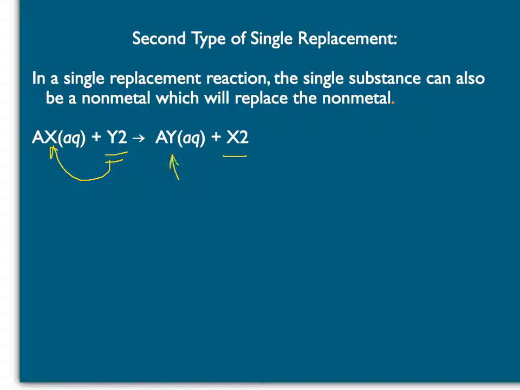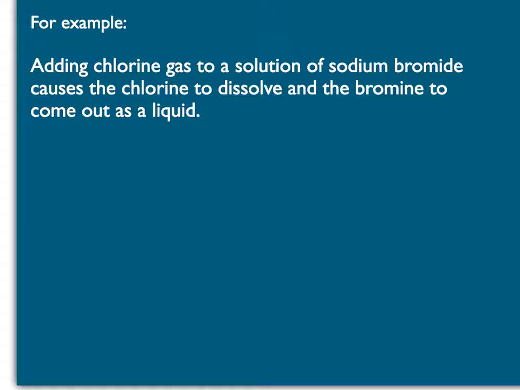We're going to put Y in the second spot because Y is the nonmetal and the metal always comes first. So A, the metal, stays in front, and Y, the nonmetal, goes in the back. And then, of course, we would have to balance this. So for an example, we could add chlorine gas to a solution of sodium bromide. So we would have Cl2 gas going into sodium bromide, Na+1, Br-1, so that's okay. And this would be our reaction.